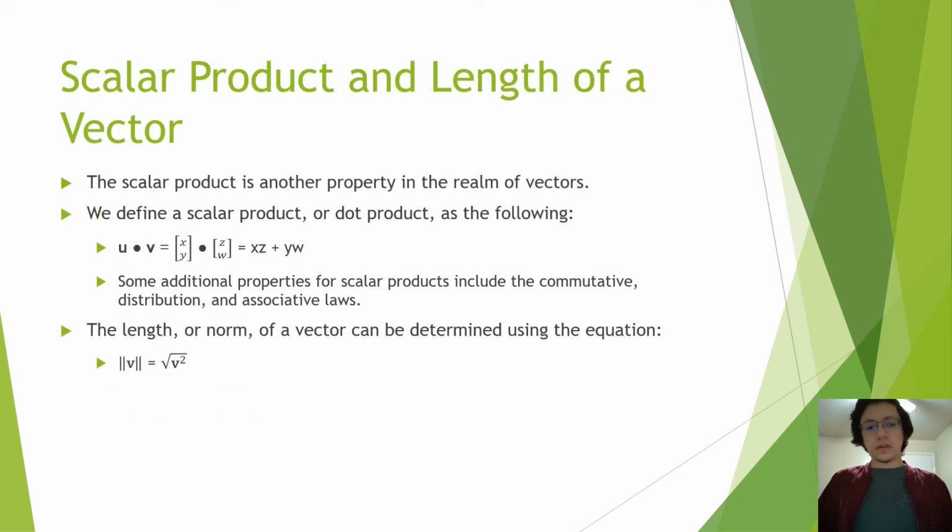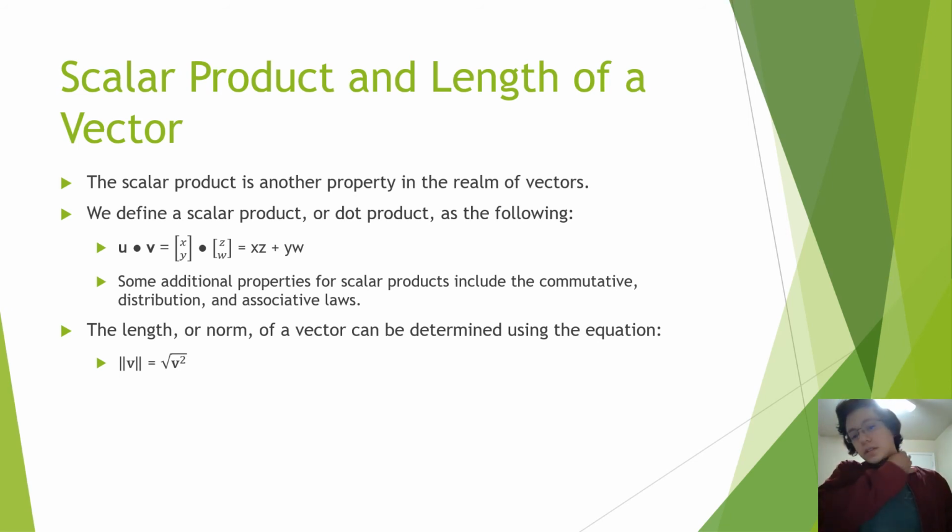So going forward and talking more about scalars, we get into the scalar product, which also goes by the name of dot product, as well as the length of a vector. But going back to scalar product, it is, like I said, another property in the realm of vectors. And we define the scalar product using this formula here, which is u dot v is equal to x over y, which is u, dot z over w.